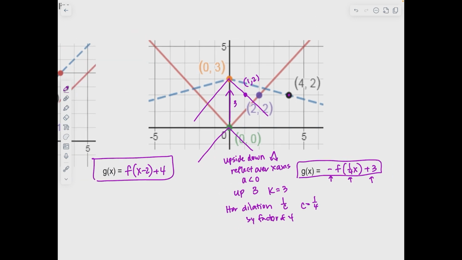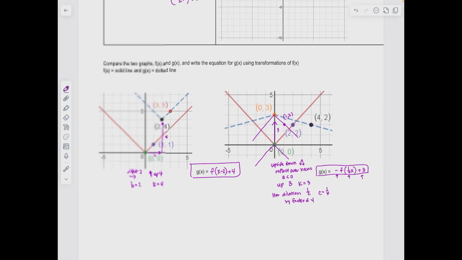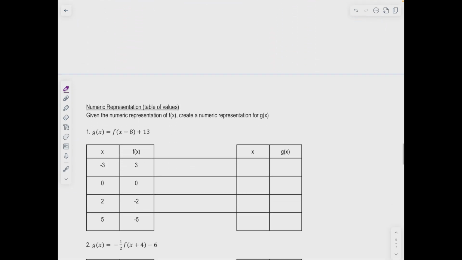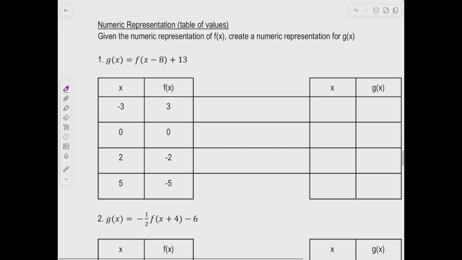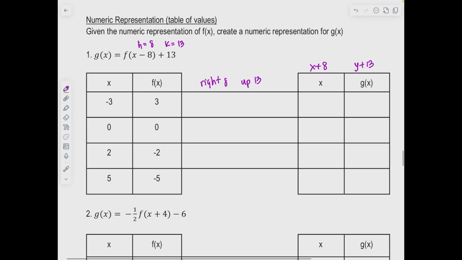Okay. In addition to that, last page, table of values. Given the numeric representation, create a table for g of x. What I have here is my h value is 8 and my k value is 13. So that means I need to go right 8 units and up 13 units. If I have to go right 8 units, I'm just going to add 8. If I have to go up 13, I'm going to add 13.